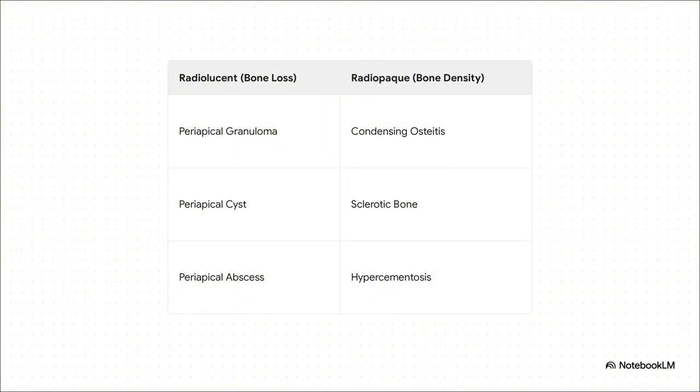On one hand, you have problems like abscesses or cysts that cause bone loss. They destroy the bone, which creates these dark radiolucent spots on the X-ray. But on the other hand, sometimes the body reacts to a long-term low-grade irritation by building extra bone. It creates a denser area that shows up as a bright white radiopaque spot. So the body can either take bone away or add more. And both are huge clues for your dentist.